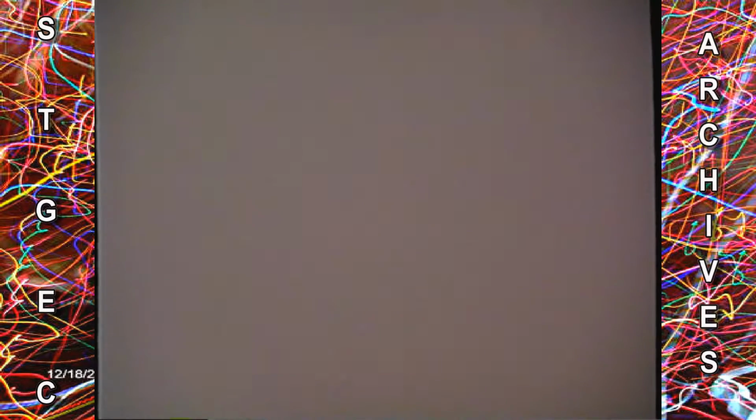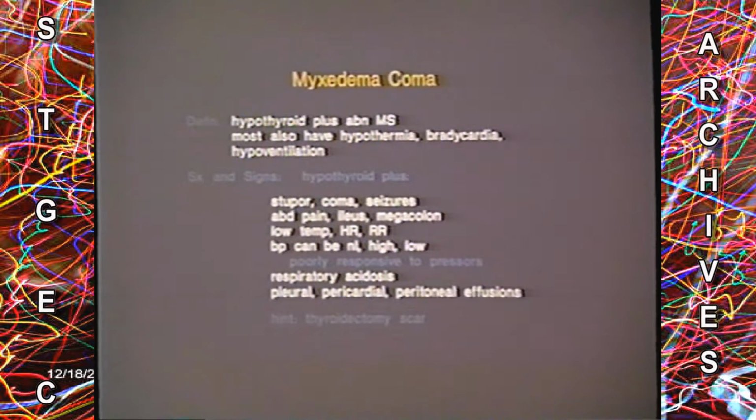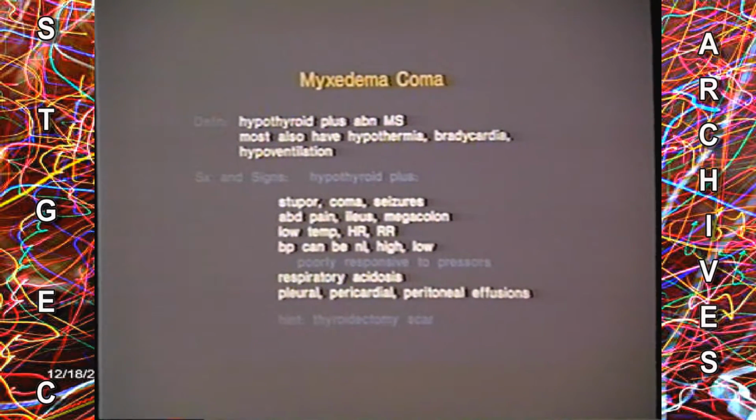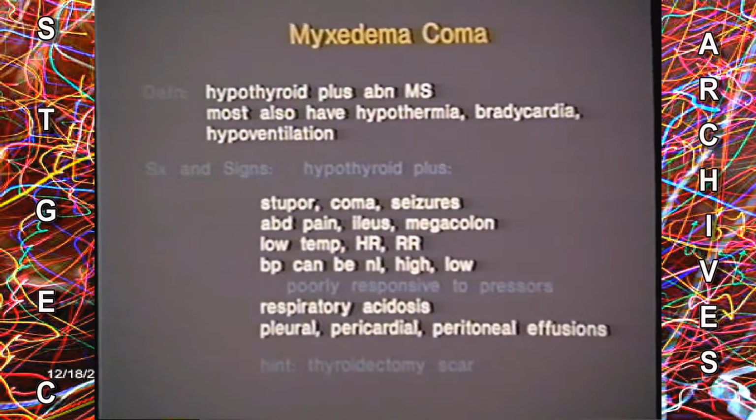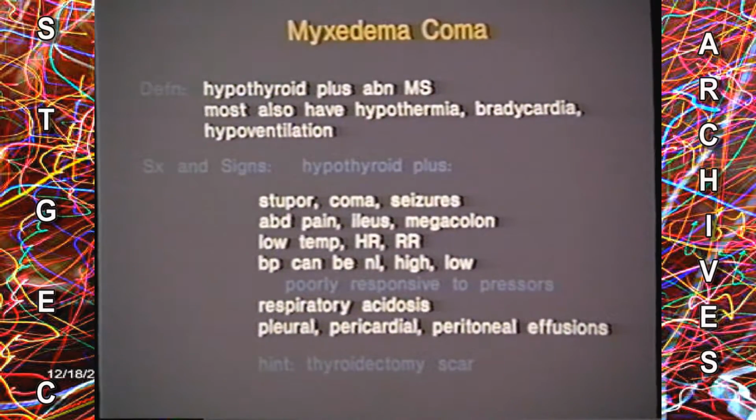Okay, so I put this slide. This is myxedema coma. This is probably the most extreme end of hypothyroidism. So most patients, young patients, they tolerate low thyroid. This is the beauty of youth. You have resilience. You can adapt. As we get older, we may not be able to adapt to low thyroid hormone as much.